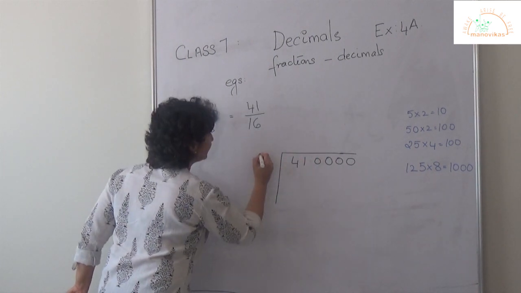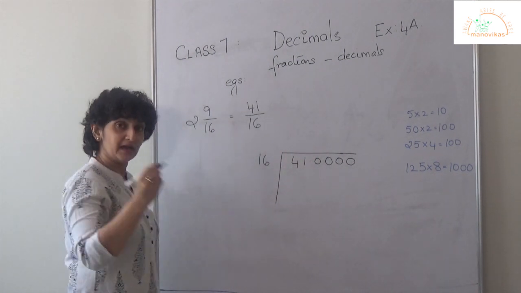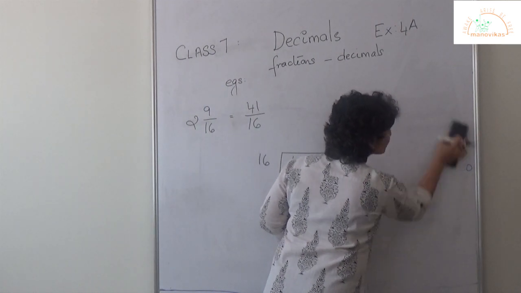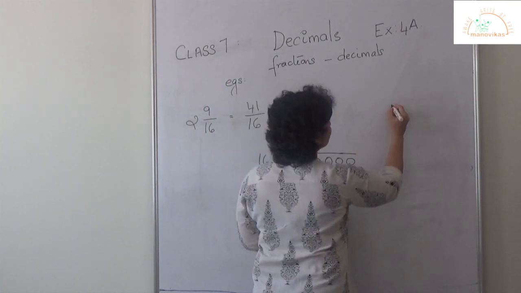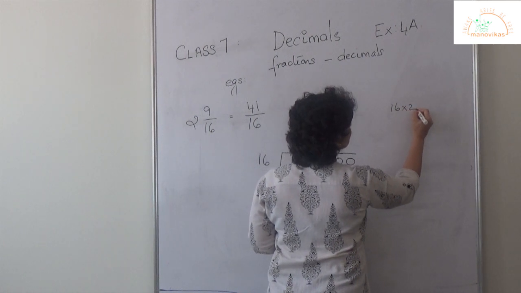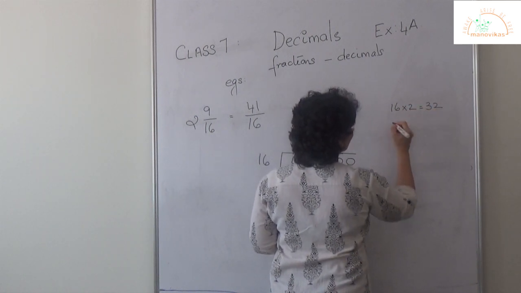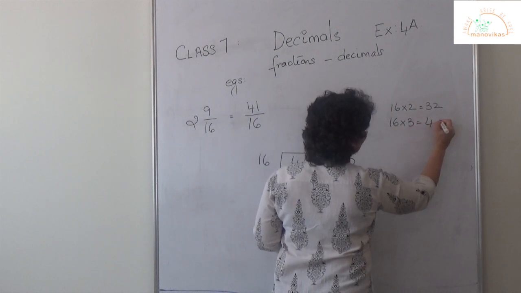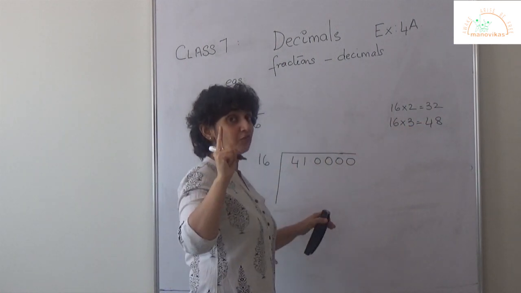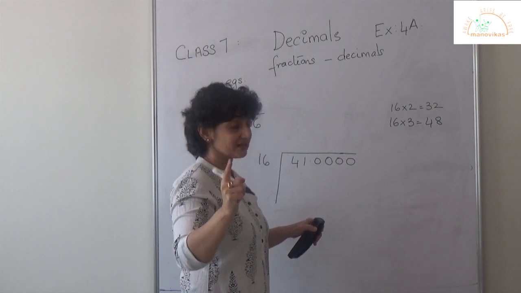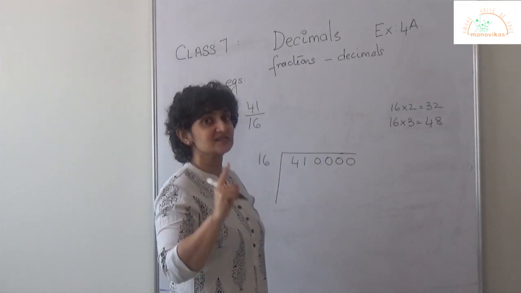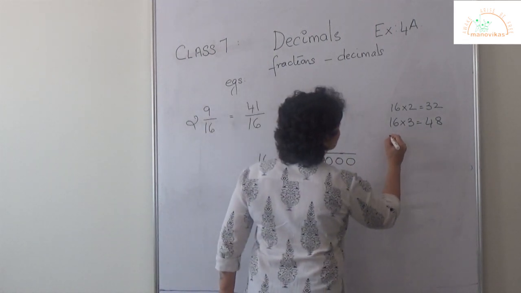41.0000 divided by 16. In my rough column, let's write the tables just to make things simple. 16 2s are 32. 16 3s are 48. Just in case you have forgotten your tables, this is the right time for you all to revise your tables. Please learn at least till 18.